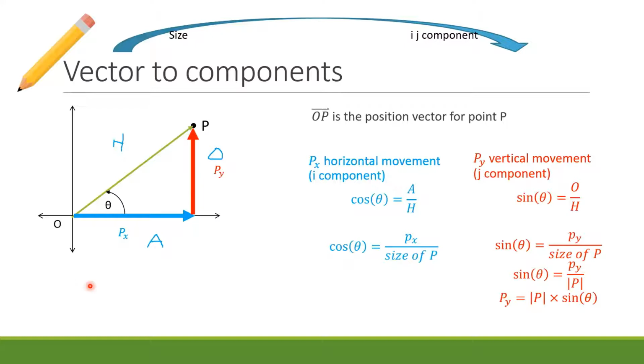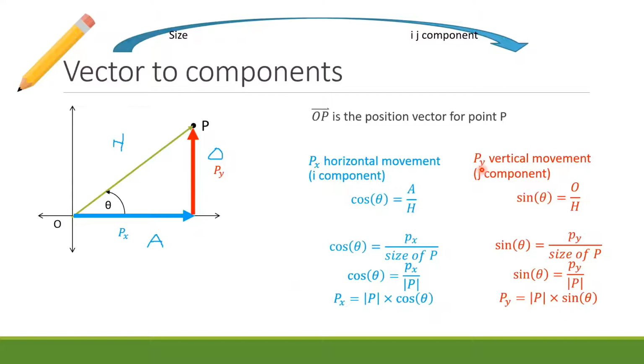This is great. This is easy, which means the next step is to say, therefore, cosine theta equals P_x over the size of P, or however long P is. And then one last little bit: P_x equals the size of P times cosine theta. That will give you your i component. So now you've got your i component and your j component.